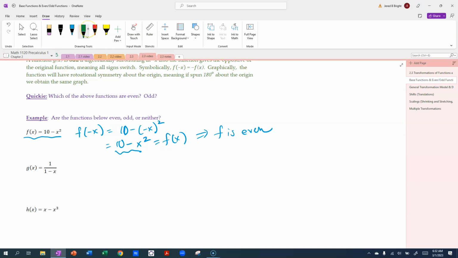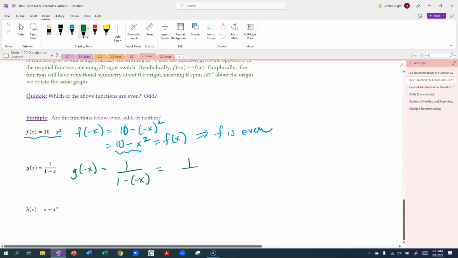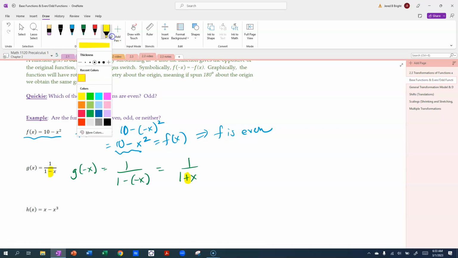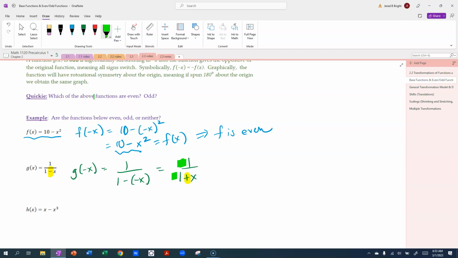okay? Something for you to look at with g of x, again, put in negative x, what do you get? 1 over 1 minus the opposite of x. If you simplify this, you get 1 over 1 plus x. How does that compare to the original one? Well, negative there, positive there, but then what I'm missing is if I want it to be odd, I would need all the signs to switch, signs on every number in the function. Okay, I'm missing some, right? So this one is actually neither. Okay, I would need all the signs to switch or none of the signs to switch.